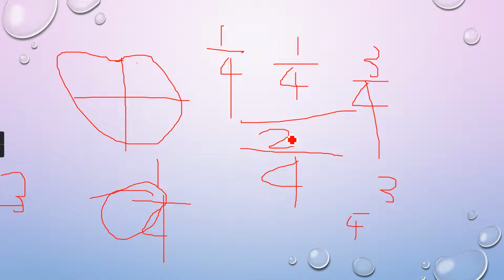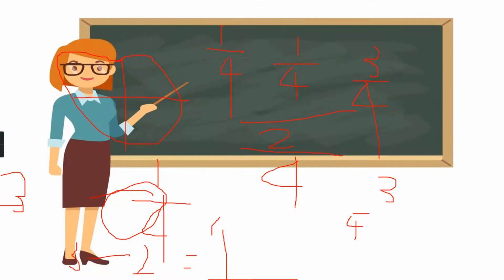And next day when he ate 2, so 3 minus 2 equal to 1. Okay. So this is the way. If you have any doubts, you are most welcome to ask me in the chat box. So this is the way.